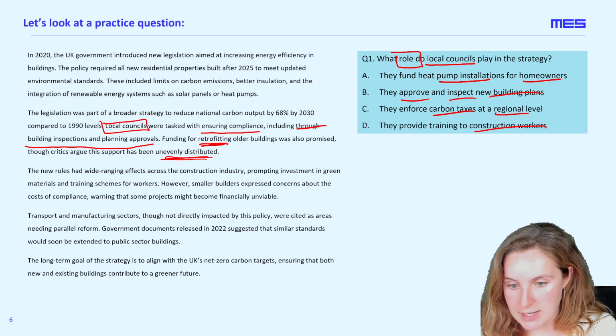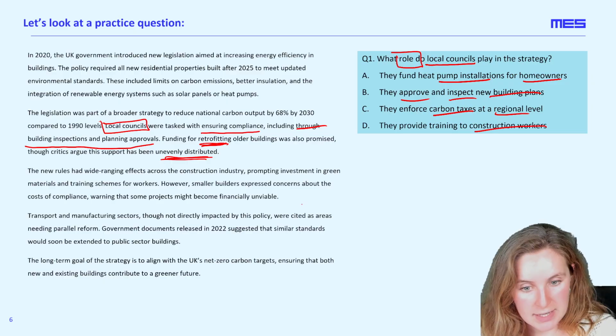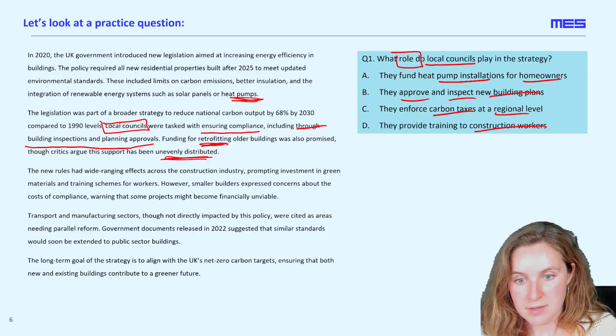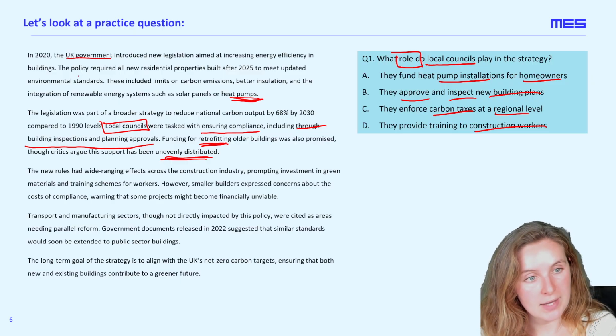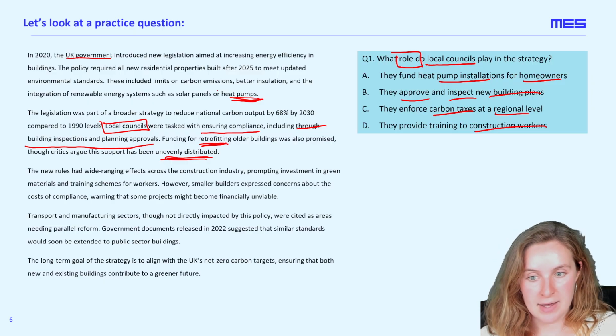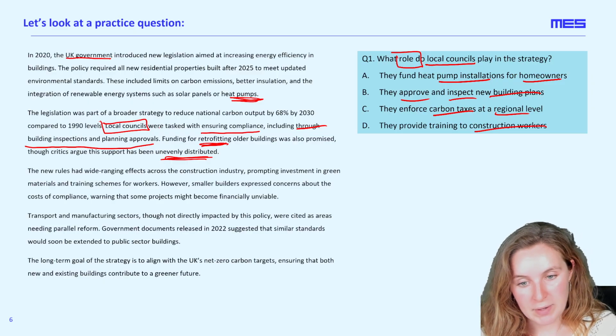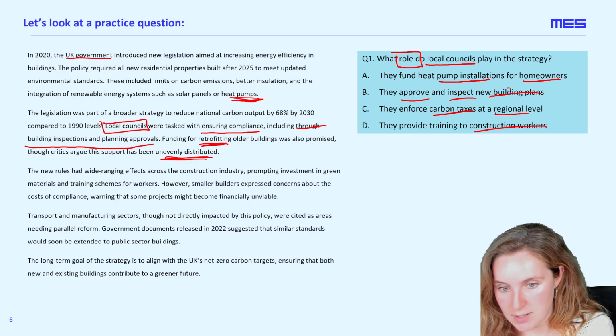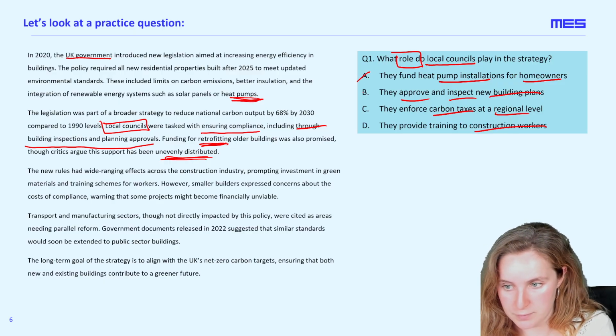Fund heat pump installations for homeowners. We can't see anything about heat pumps in that paragraph. We can see one here. These included limits and integration of renewable energy. This is not talking, though, about the local councils, but rather the UK government. So you may have seen heat pumps and thought, oh yes, that must be it, because those words are there, but we have to be careful. We're looking for the local council's role here. So that question A is definitely not our answer we're looking for.